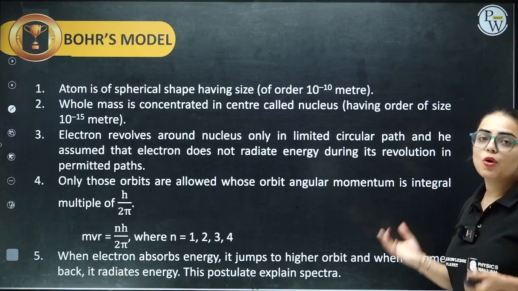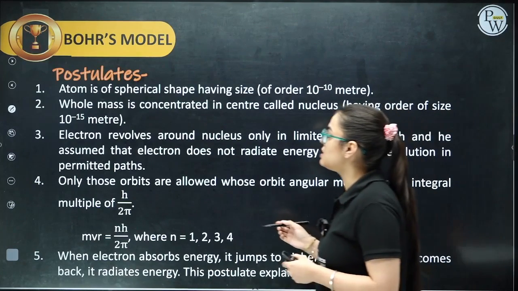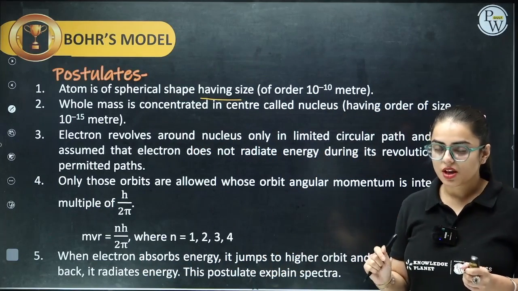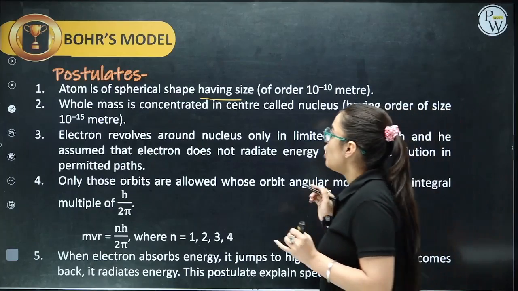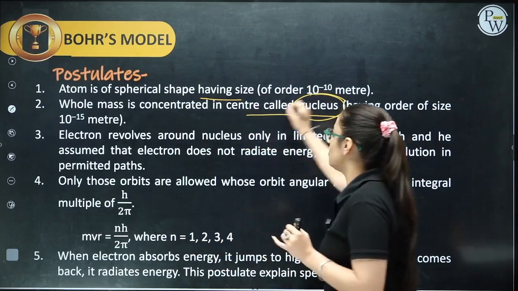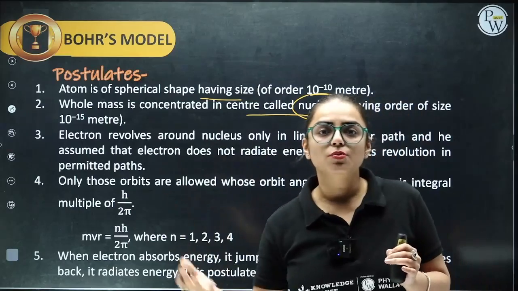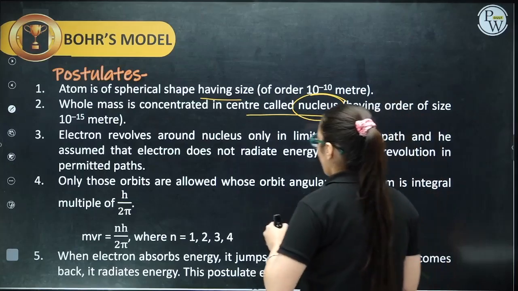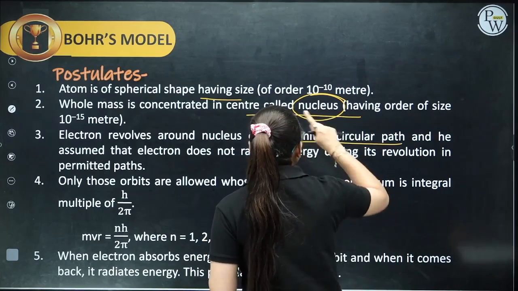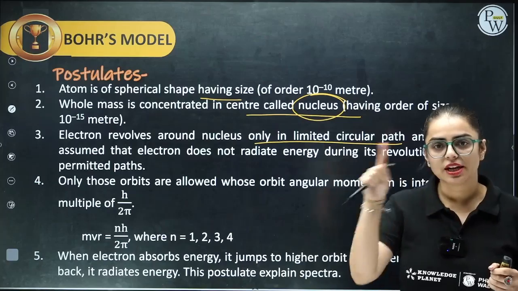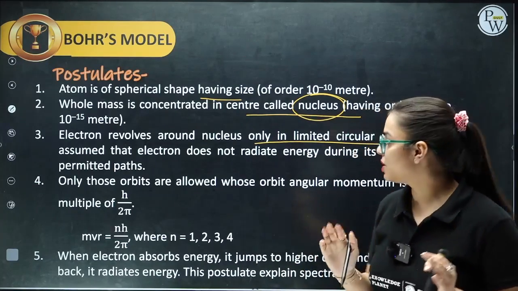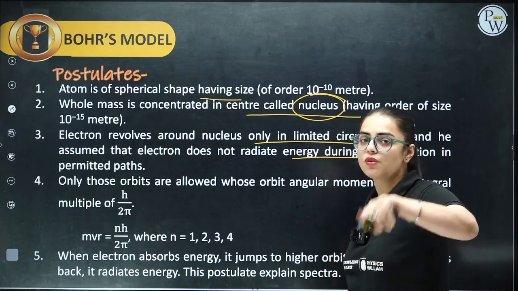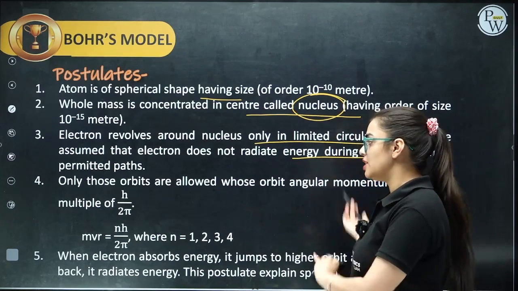What are the postulates of the Bohr model of atom? The very first postulate: the atom is of spherical shape, having a size of this particular order. Second postulate, the whole mass is concentrated in the center, called the nucleus. As you have seen in the Rutherford model of atom, the center is heavy, so the whole mass is concentrated at the center. Next, the electron revolves around the nucleus only on a limited circular path. Assume that the electron does not radiate energy during its revolution. It won't radiate, it will revolve around circular paths, that is shells basically, that you will get to know.